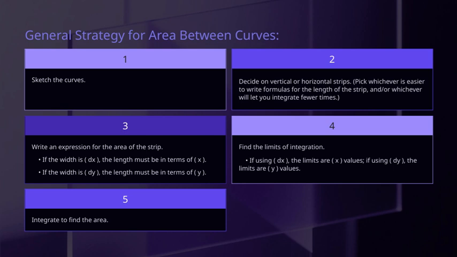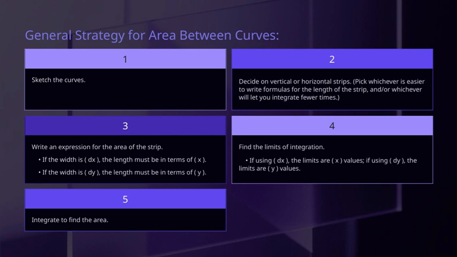Once we've decided on the orientation, we write an expression for the area of a single strip. Remember, if the width of the strip is dy, then the length must be expressed in terms of y. If the width is dx, then the length should be in terms of x.